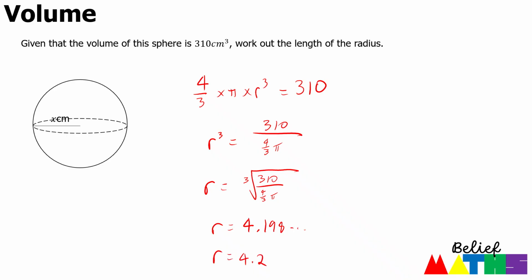Now we want to check that we're right, so what we're going to do is go back and sub that 4.2 back into our formula. 4/3 times pi times the radius, which is 4.2 cubed, and that gives an answer of 310.339, so that's close enough for us. So to two significant figures or the nearest whole number, that's correct, so we're happy that 4.2 is the correct answer.